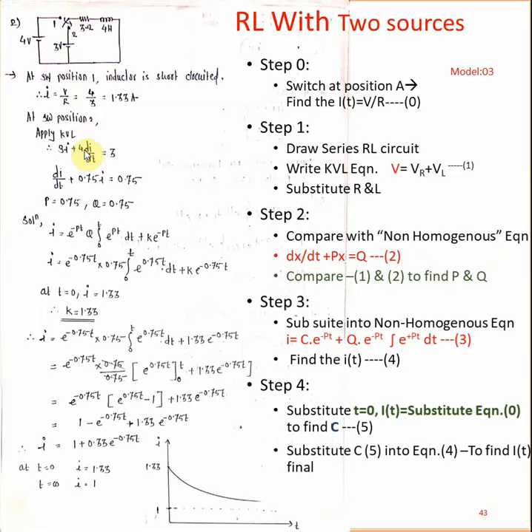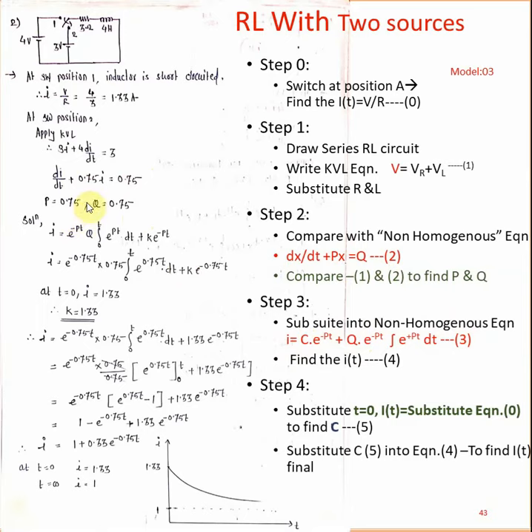Only di by dt, so divide by 4. Di by dt plus 3 divided by 4 into I, 3 by 4 is the answer. Then compare with the non-homogeneous equation number 2. What is the p value? 0.75. What is the q value? 0.75. Write the p and q. Okay, after writing the p and q, substitute into the non-homogeneous equation. You can substitute into the I equation.